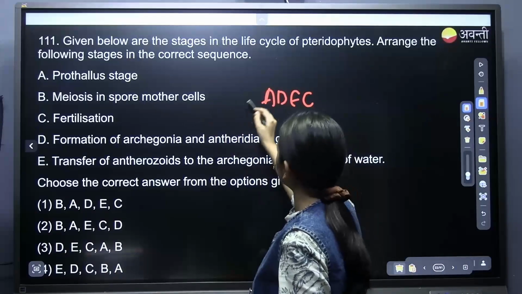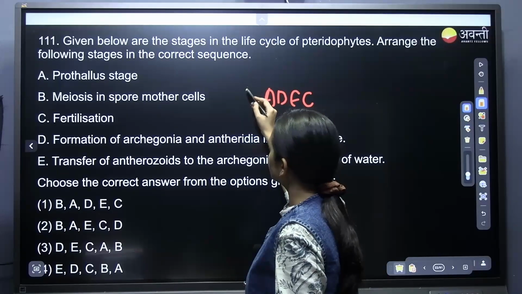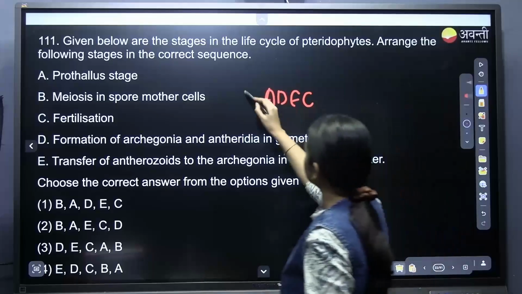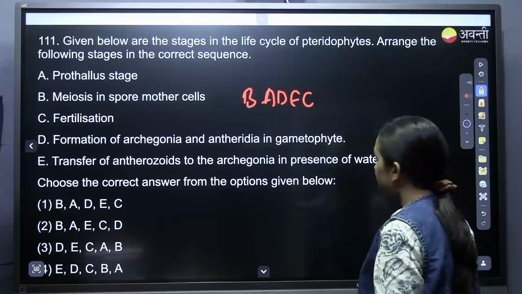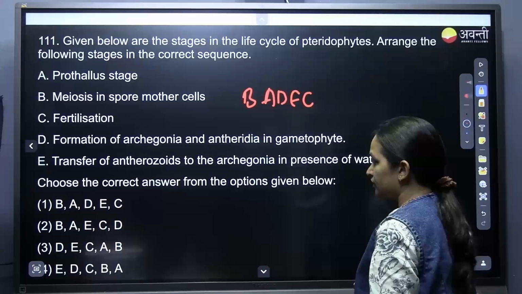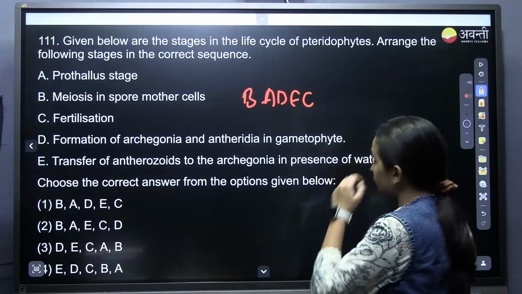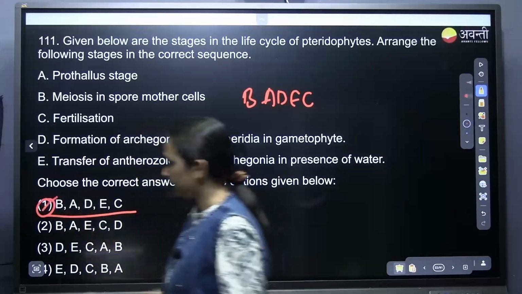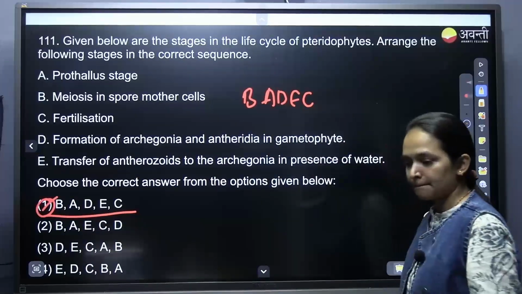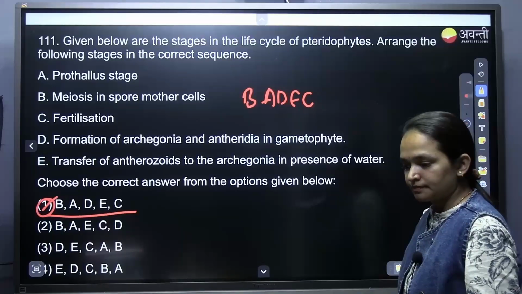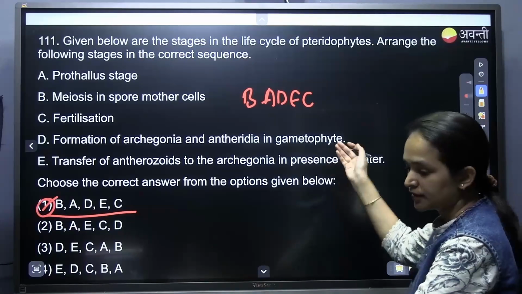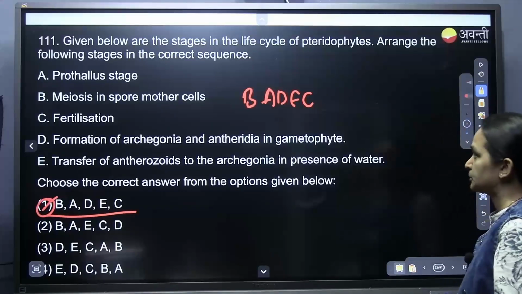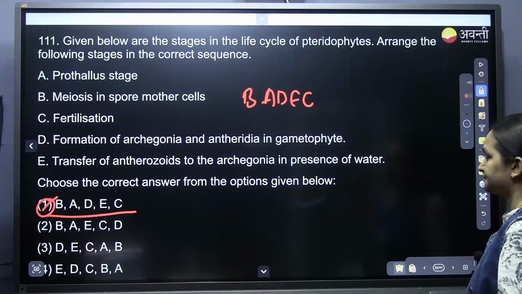Meiosis in the spore mother cell leads to haploid cells, that is B. BAD, CE, EC, BAD, EC. Understanding? You can start wherever, but just put it in the right order, that's all. BAD, EC.